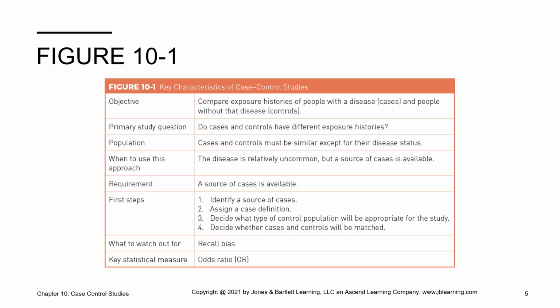One thing you want to think about with a case control study is when you would want to use this approach. This is often used when the disease is relatively uncommon, but a source of cases is available. A requirement is that a source of cases be available. Then some of the first steps are to identify a source of cases, assign a case definition, decide what type of control population will be appropriate, and decide whether cases and controls will be matched. Something to look for is recall bias, and we'll go over matching and recall bias in the next few slides, as well as the key statistical measure, the odds ratio.